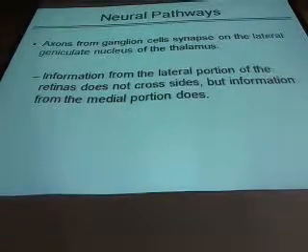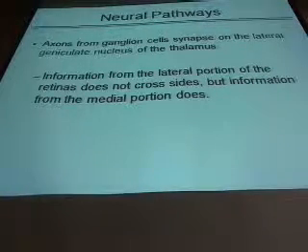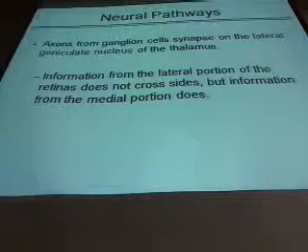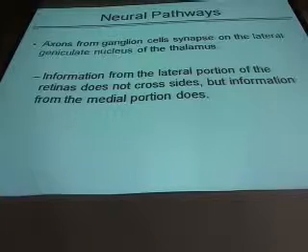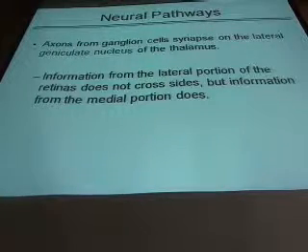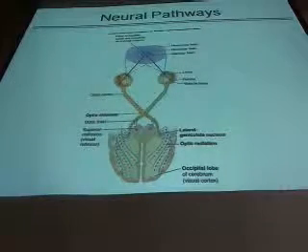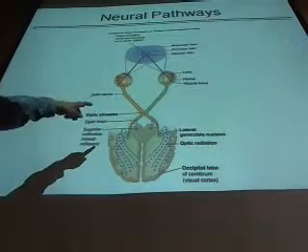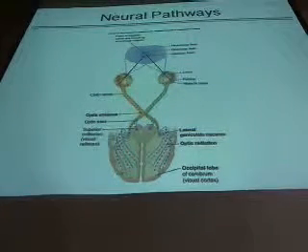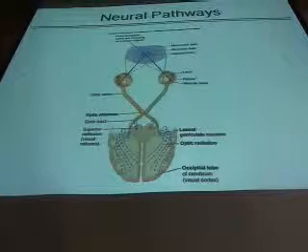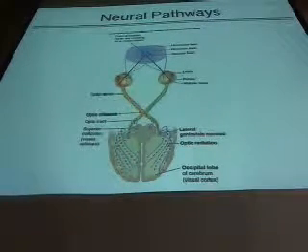Neural pathways. The ganglion synapse on the lateral geniculate nucleus of the thalamus, and then it goes from the lateral portion of the retina does not cross sides, but the medial portion does. It's interesting that on your lateral portion it comes through, it doesn't cross over. Your medial portion will cross over in, I think it's in the optic chiasm.